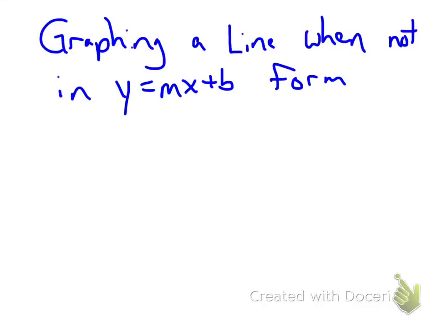In this lesson, I'm going to talk about how to graph a line when it's not in our standard graphing form of y equals mx plus b. Remember that in this form, your m, which is multiplying the x, is your slope, and the b value, which is being added to x, is your y-intercept. So this is normally called your slope-intercept form.